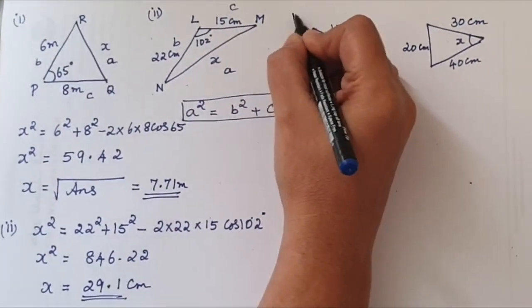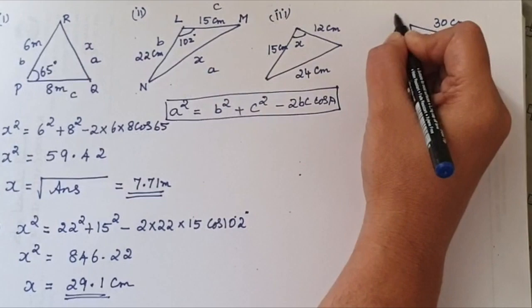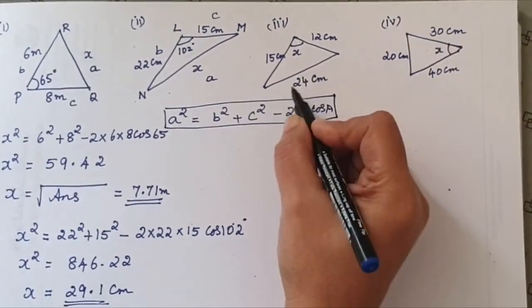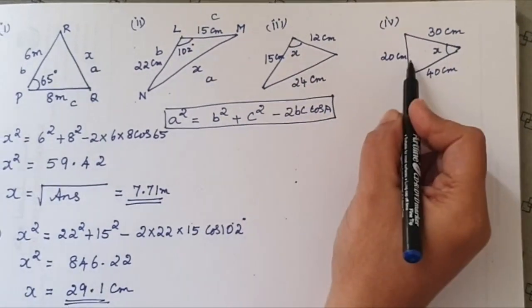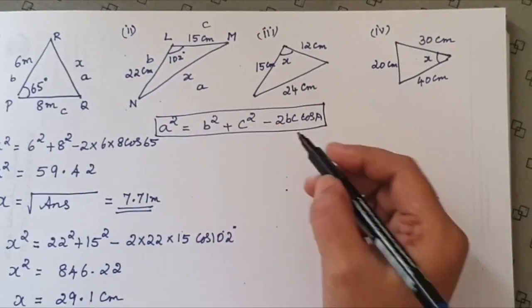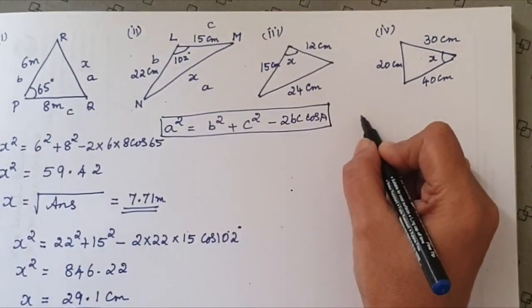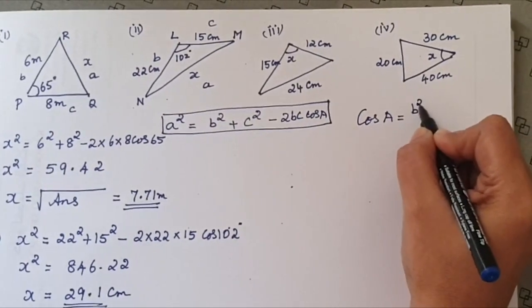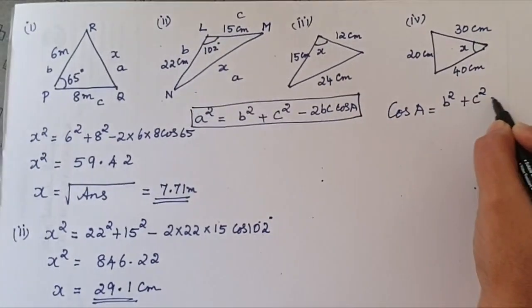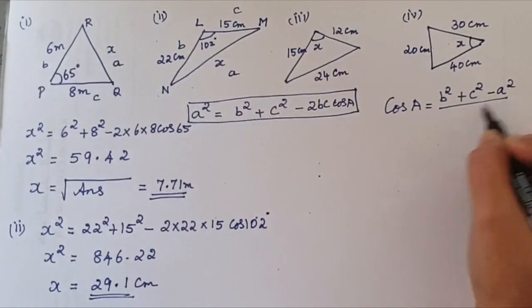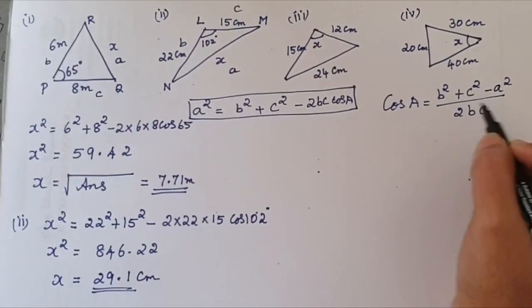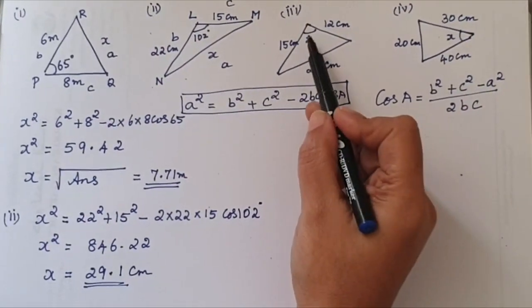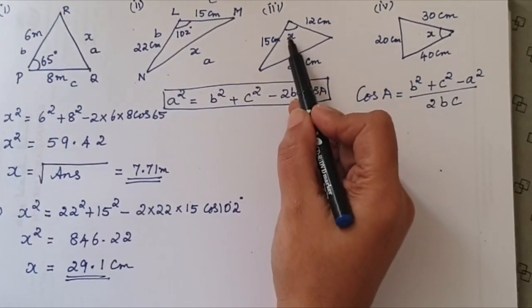So now this will be the third question and the fourth question. In the third and the fourth question, we need to find the angles. So we have a formula for the angle, that is cos A equals B squared plus C squared minus A squared divided by 2BC. As usual, the angle which you need to find will be angle A.